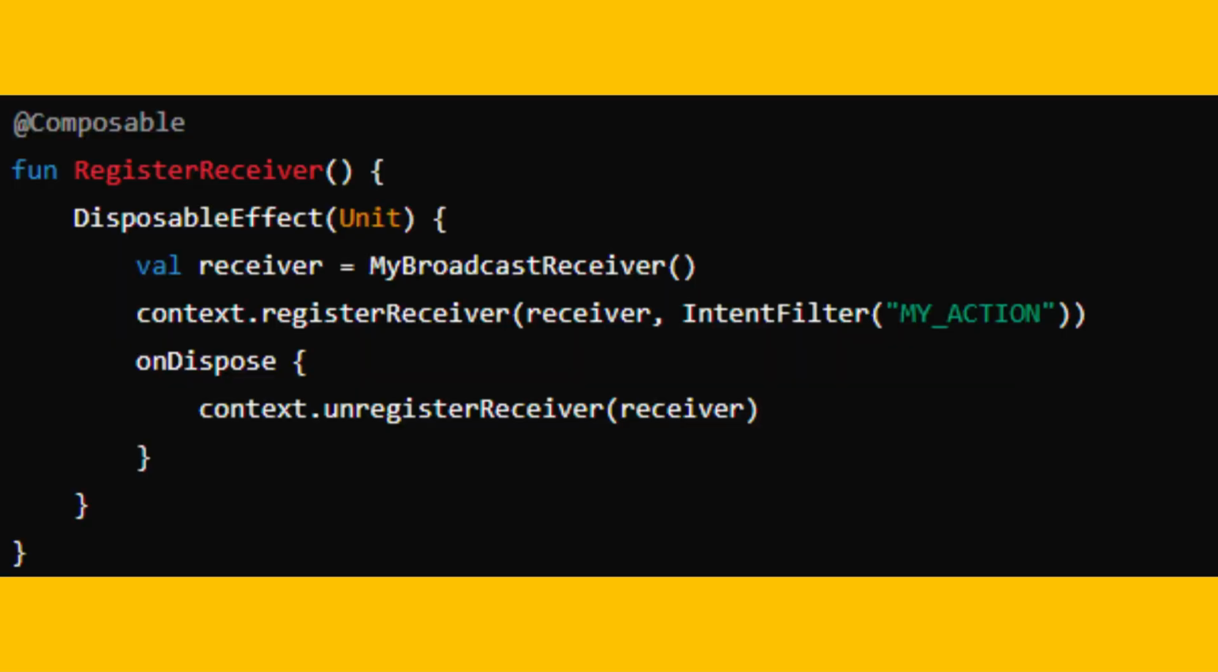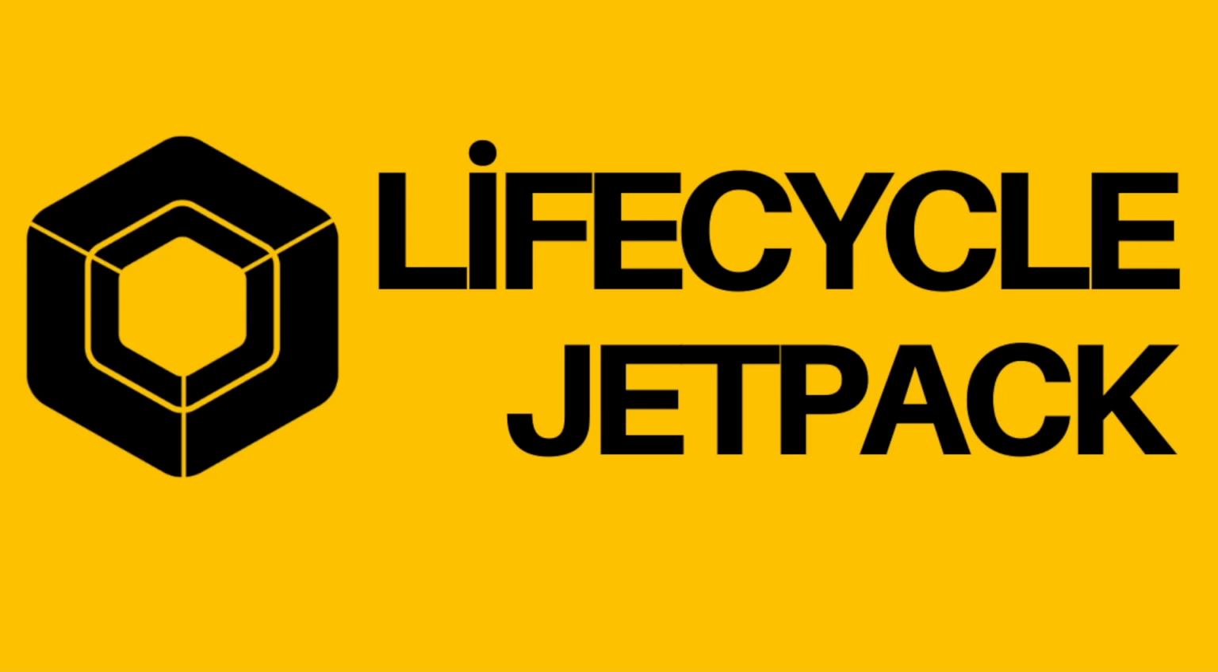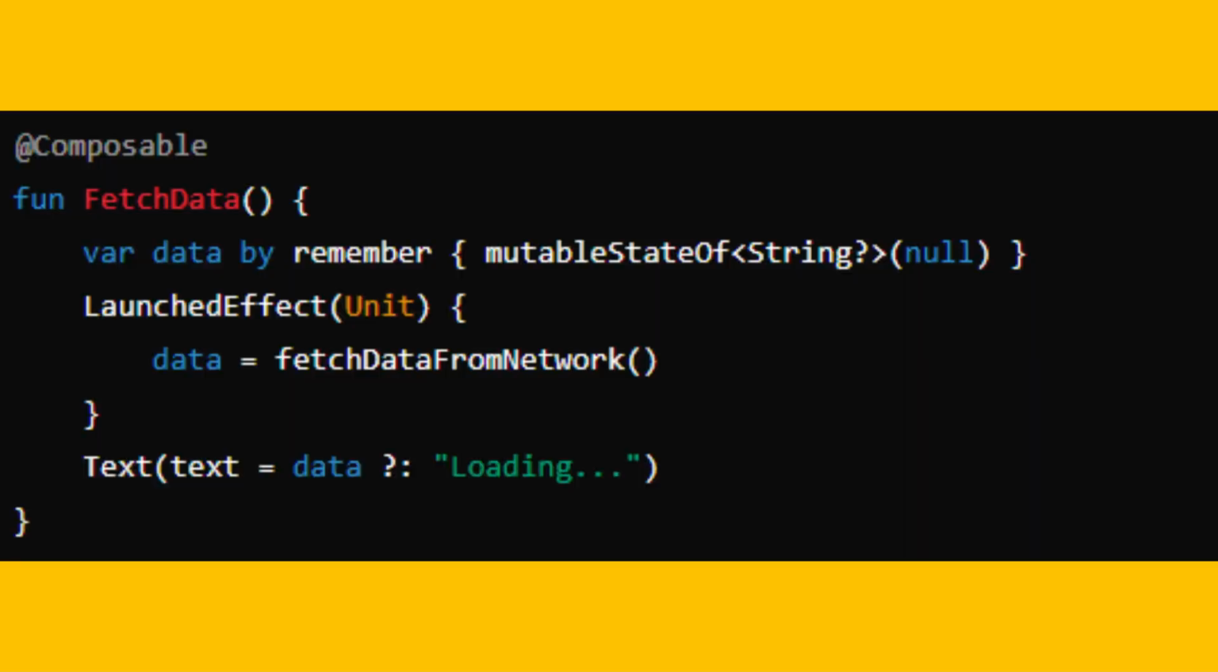Now pause the video and let's look at the DisposableEffect. Here, DisposableEffect ensures the broadcast receiver is registered when the composable enters the composition and unregistered when it leaves. Now let's talk about the LaunchedEffect. In this example, LaunchedEffect launches a coroutine to fetch data from the network when the composable is first composed.